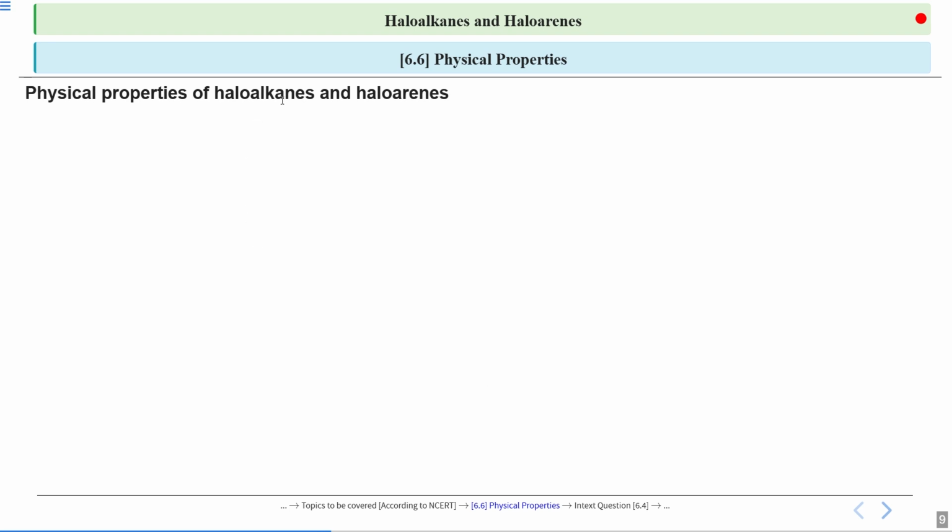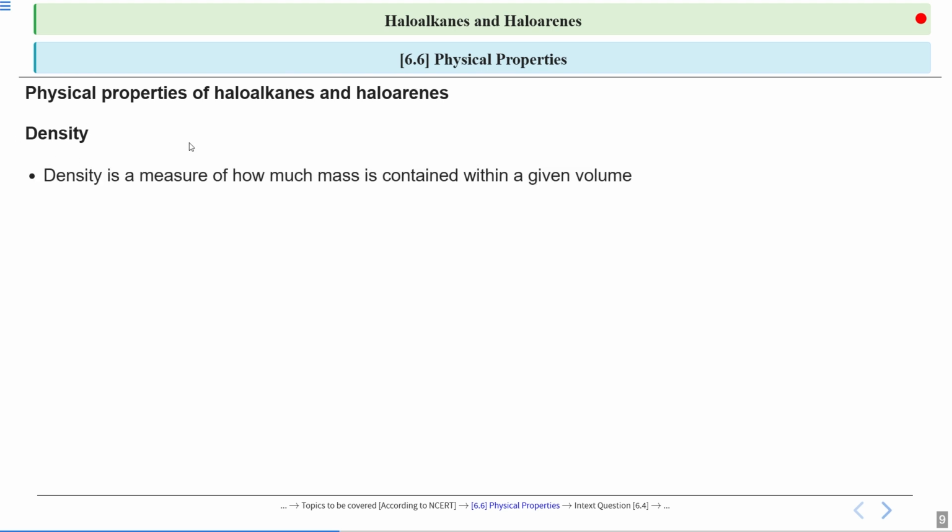Now, the physical properties of haloalkanes and haloarenes. Comparatively, or you can say combinedly, if you talk about the physical properties of haloalkanes and haloarenes both, let's first talk about the density. Density is a measure of how much mass is contained within a given volume. So within a given volume, how much mass is actually present, this is what density measures.